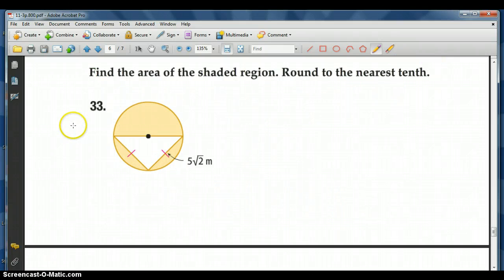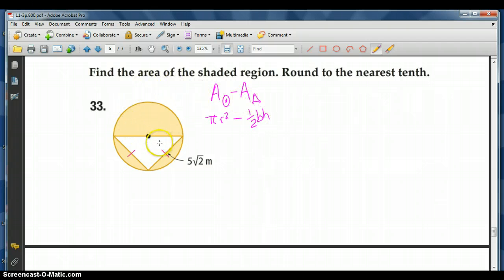Number 33, find the area of the shaded region, round to the nearest tenth. So the area of the shaded part would be the area of the circle minus the area of the white triangle. So for area of a circle, that's pi r squared. Area of a triangle is half of the base times the height.